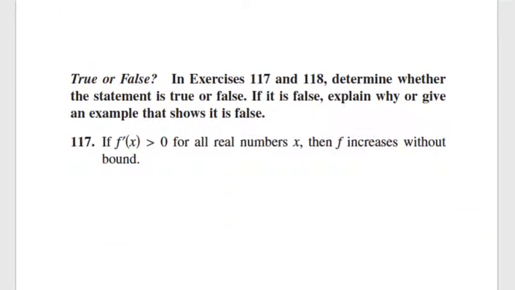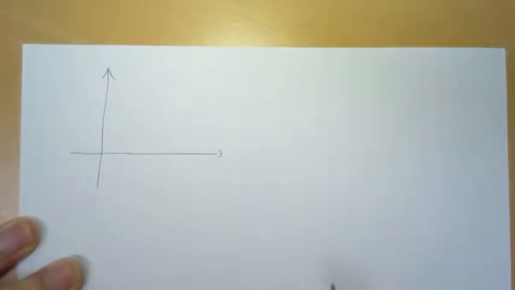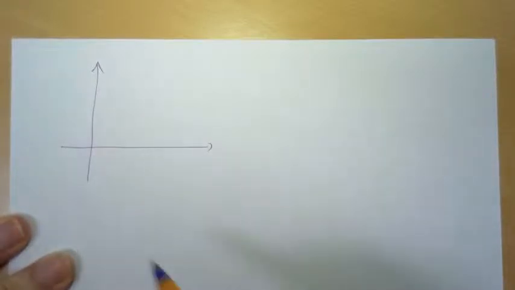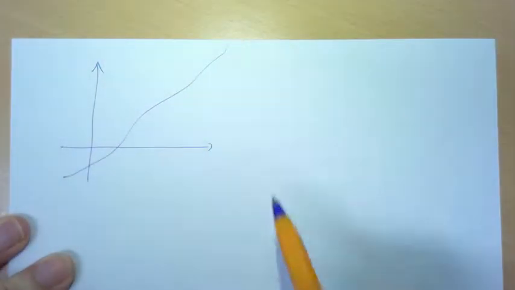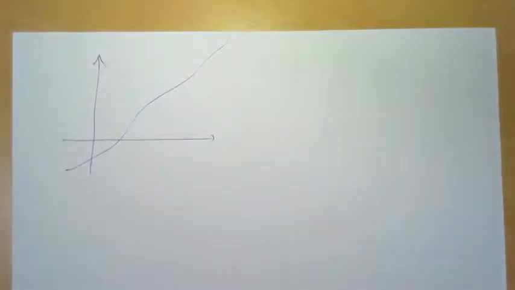Second question is a true or false statement. We need to decide whether, if f prime of x is greater than 0 for all real numbers x, then f increases without bounds. So it seems that if we have a function such that its derivative is positive for all real numbers, it's just going to go up and up and up until infinity. But is that always true?